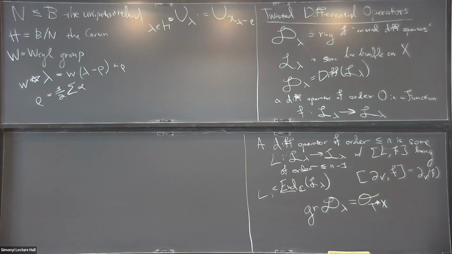Right, so the way to think of it is a vector field is like a degree 1 function on the cotangent bundle. But vector fields don't commute with functions. But if you take the associated graded, you get something that still looks like functions on the cotangent bundle, but it now commutes with functions. So it's the sheaf of functions on the cotangent bundle.